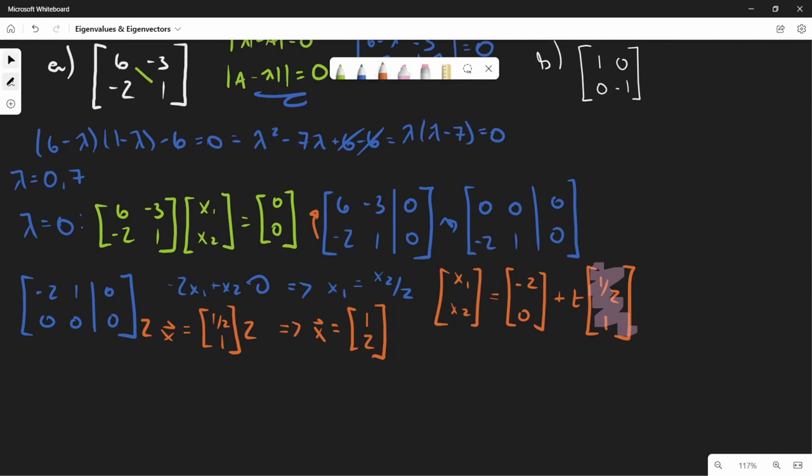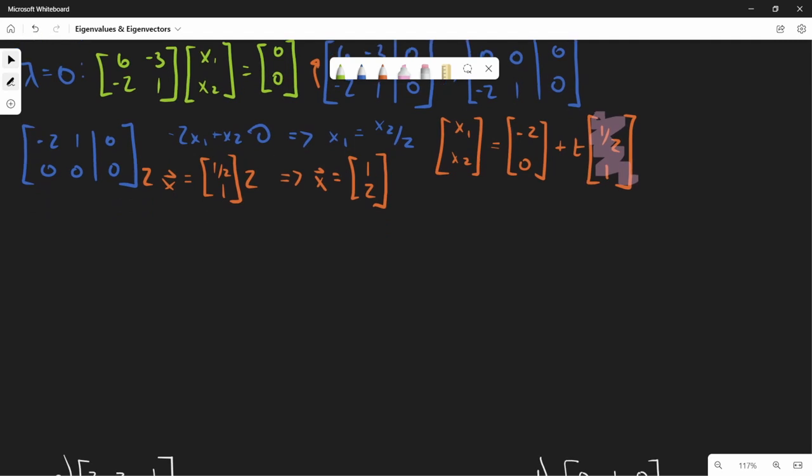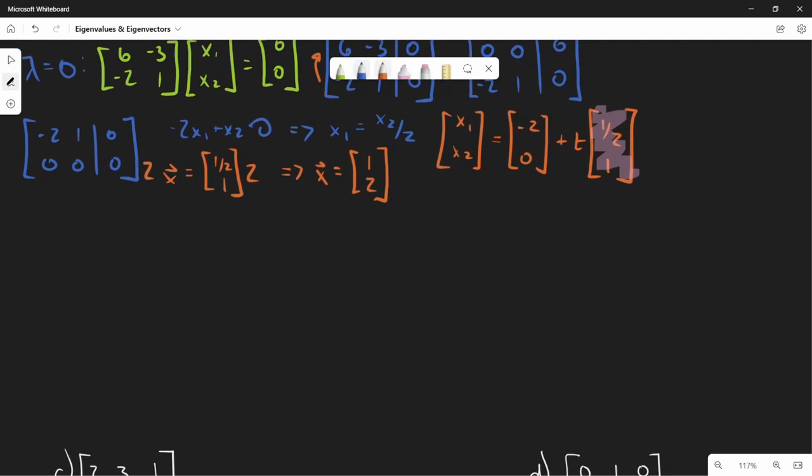And so now we're finished with our first one, so now we have to plug in the second eigenvalue, which would be when lambda is equal to 7. And so what we'll get is 6 minus 7, which would be -1, then -3, -2, and then 1 minus 7, which would be -6.